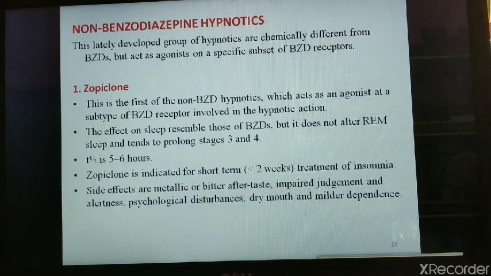The T-half of zopiclone is 5 to 6 hours and it is indicated for short-term treatment of insomnia. The various side effects of zopiclone are a metallic and bitter aftertaste, impaired judgment and alertness, psychological disturbances, dry mouth, and milder dependence.